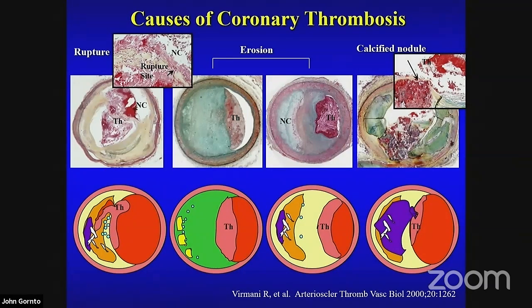So when you look at thrombosis, what are the causes of thrombosis? So it wasn't just plaque rupture, which leads to coronary thrombosis. There was plaque erosion, and there was calcified nodule. And I'll come back to those. These are the 3 types showing you here, showing you plaque rupture, plaque erosion, calcified nodule.